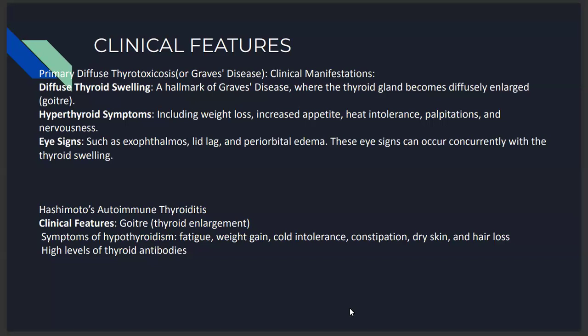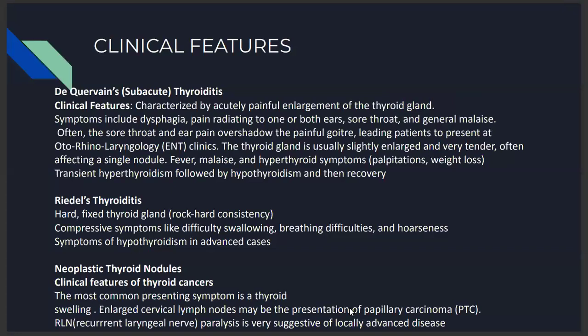In Hashimoto's autoimmune thyroiditis, the symptoms include fatigue, weight gain, cold intolerance, constipation, dry skin, hair loss, high levels of thyroid antibodies, and thyroid enlargement. In De Quervain's subacute thyroiditis, it is characterized by acutely painful enlargement of the thyroid gland. Symptoms include dysphagia, pain radiating to one or both ears, sore throat, and general malaise. Often, the sore throat and ear pain overshadow the painful goiter, leading patients to present at the ENT clinics.